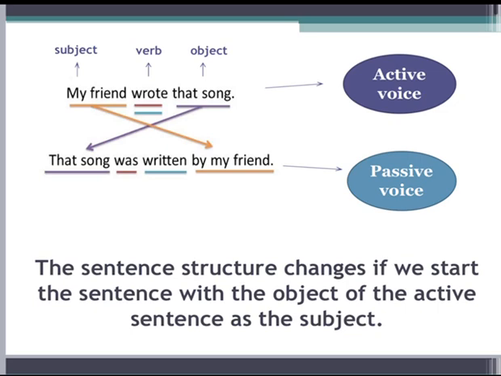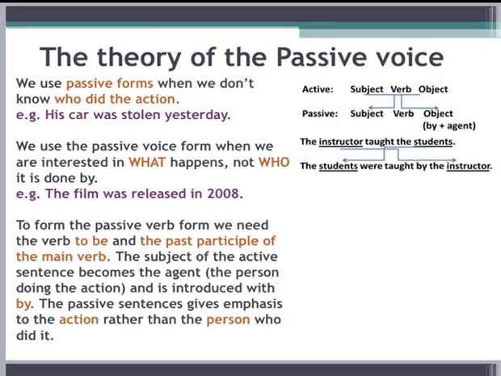Look at the rule. The sentence structure changes if we start a sentence with the object of the active sentences as a subject. Now look at the story of the passive voice. We use passive forms when we don't know who did the action. His car was stolen yesterday. We use the passive voice form when we are interested in what happens, not who it is done by. The film was released in 2008.